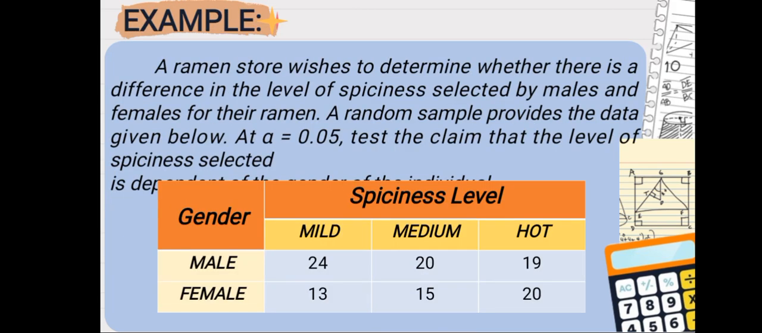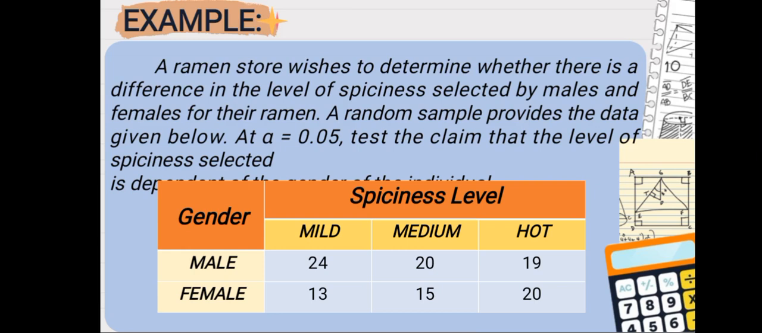Then we have an example here. A ramen store wishes to determine whether there is a difference in the level of spiciness selected by males and females for their ramen. A random sample provides the data given below. At alpha equals 0.05, test the claim that the level of spiciness selected is dependent on the gender of the individual.